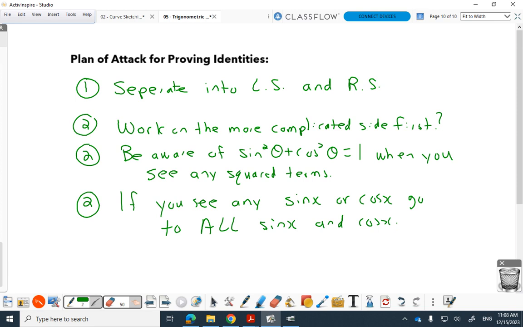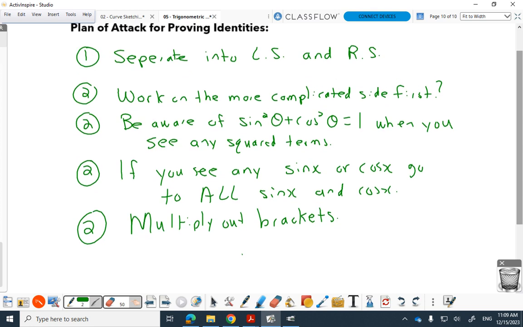Two, multiply out brackets. If there's brackets there, multiply them out. And then finally, today, my final piece of advice is to do the fraction work.